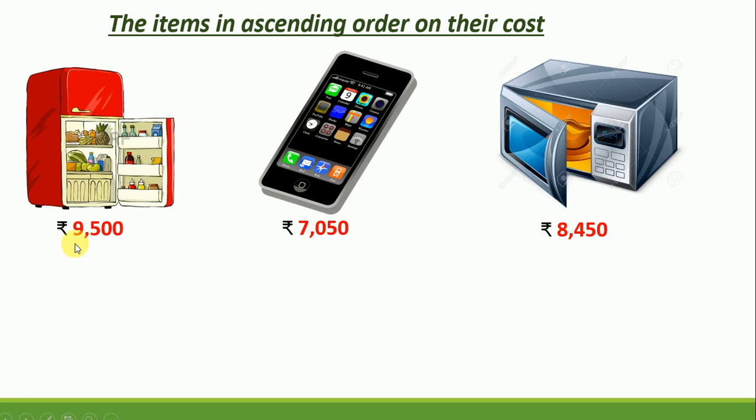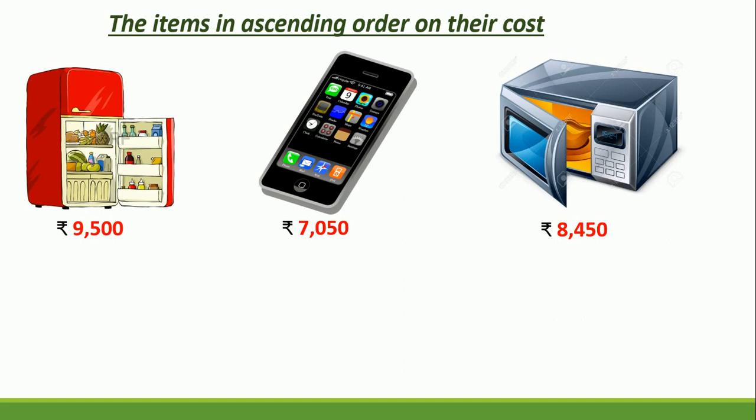Look at the numbers given below the pictures and we will arrange the cost from the smallest one to the greatest one. That means ascending order. We already know how to arrange numbers in ascending order, isn't it? Ascending order means arranging the numbers from smallest to greatest. Now check the numbers. The first is 9,500, the second 7,050, the third is 8,450. Compare the numbers and identify which is the smallest one.